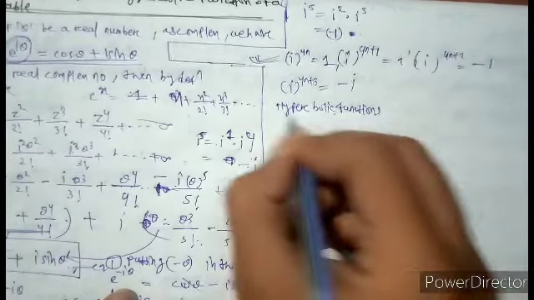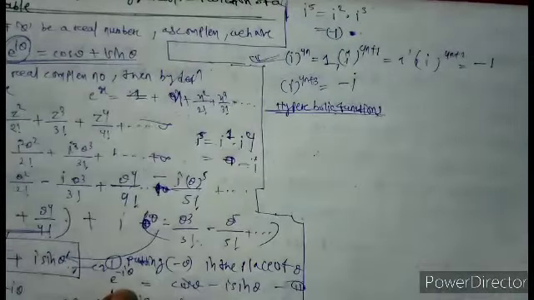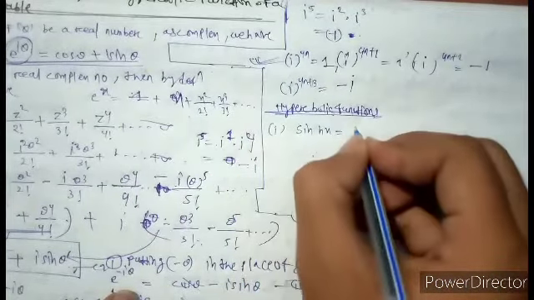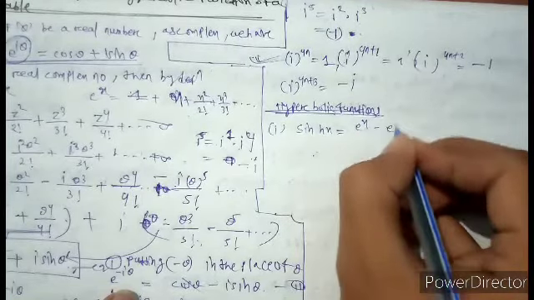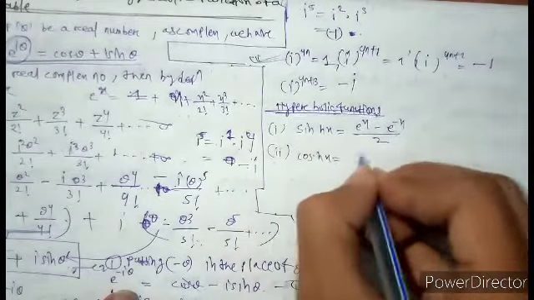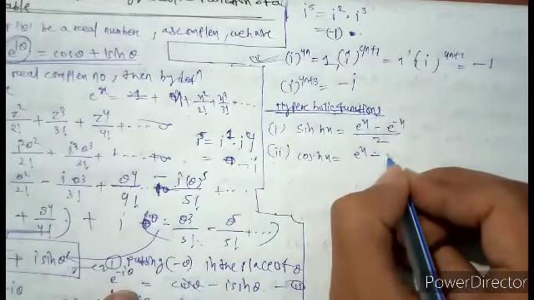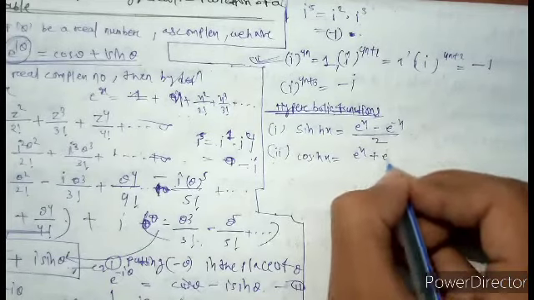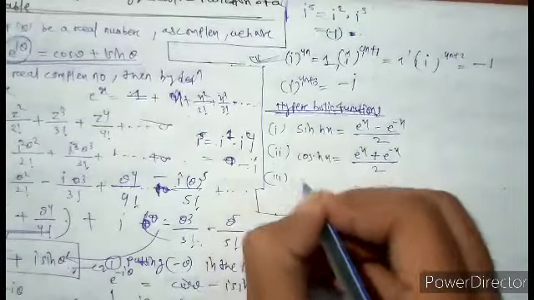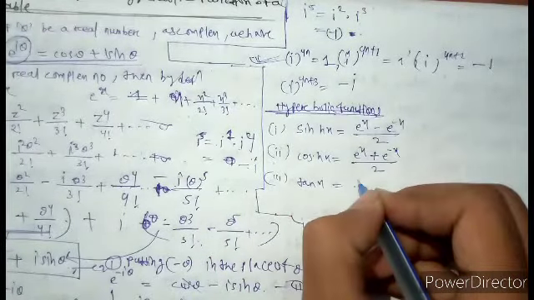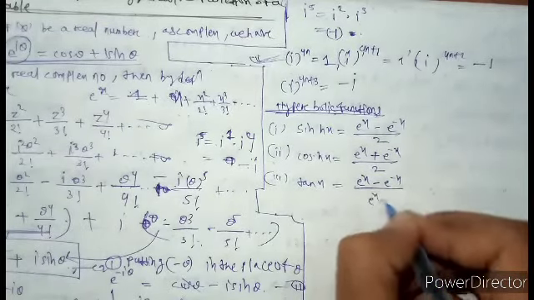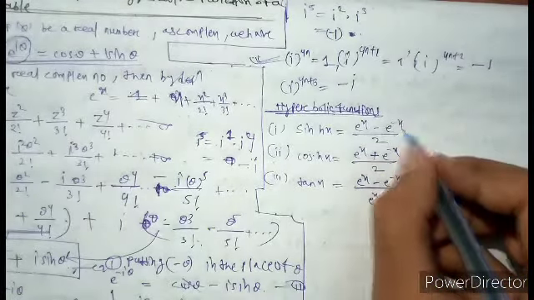Hyperbolic functions. What are the hyperbolic functions? The first one is sinh x is equal to (e to the power x minus e to the power minus x) upon 2. Cosh x is equal to (e to the power x plus e to the power minus x) upon 2. Then tanh x is equal to (e to the power x minus e to the power minus x) upon (e to the power x plus e to the power minus x), because it is sinh x upon cosh x.